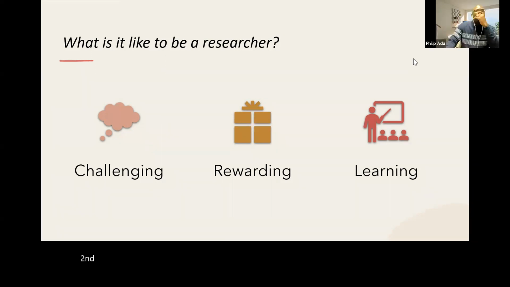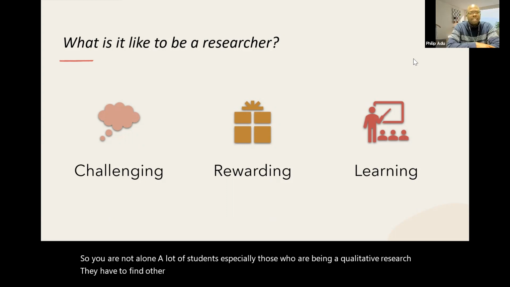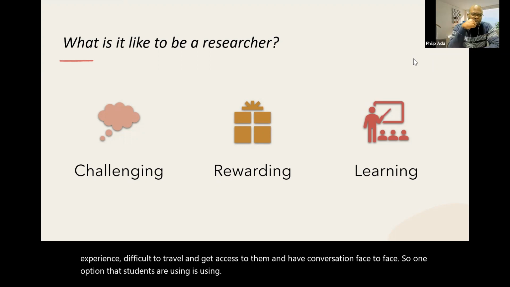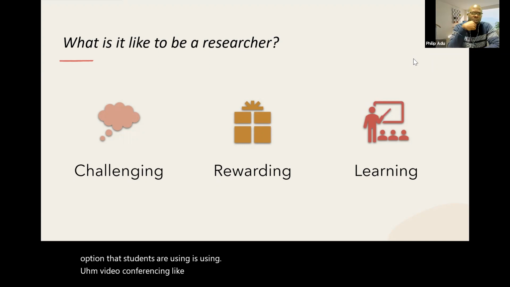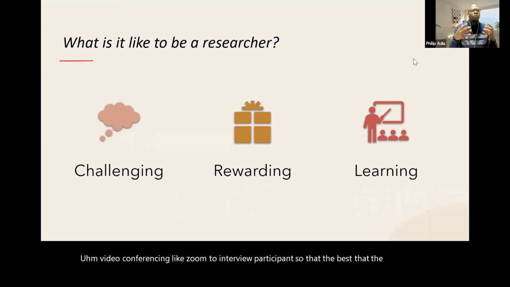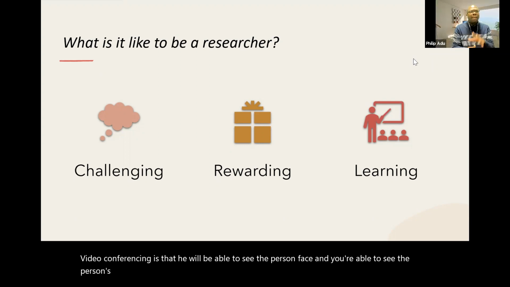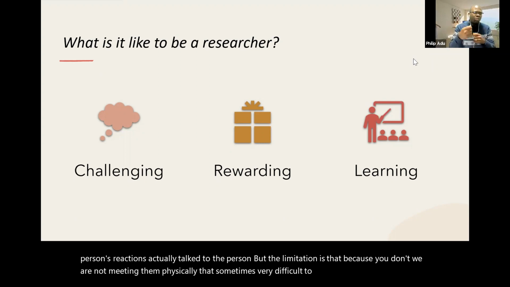Yes, you are not alone. A lot of students, especially those doing qualitative research, have to find other ways of getting access to participants, as you are experiencing. It is difficult to travel and have conversations face to face. One option students are using is video conferencing, like Zoom, to interview participants. The benefit is that you can see the person's face and their reactions as you talk. But the limitation is that because you are not meeting them physically, it's sometimes very difficult to establish trust and connection, right?